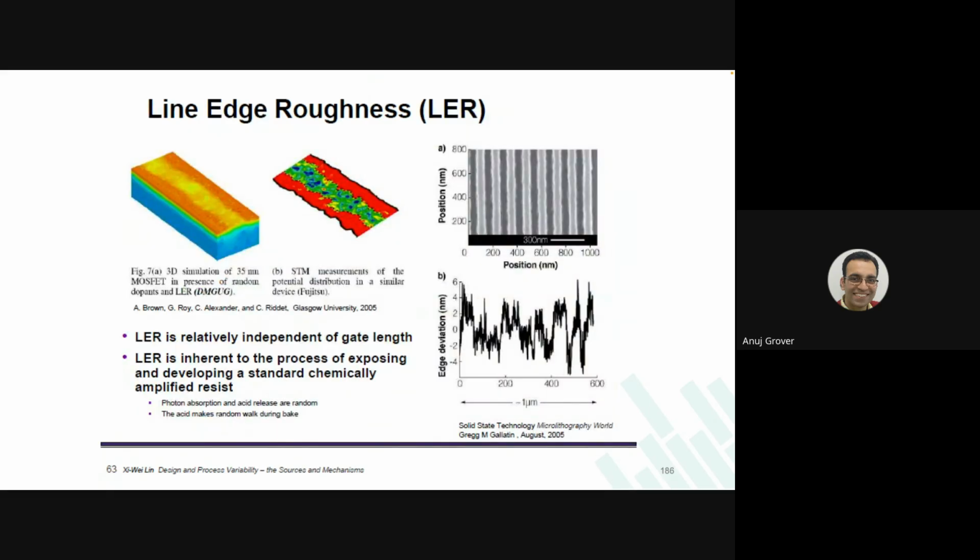Similarly, line edge roughness. You watch the video. Line edge roughness is discussed in a lot of detail in the video itself. Any questions about it?